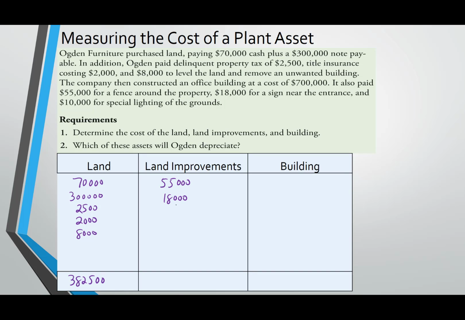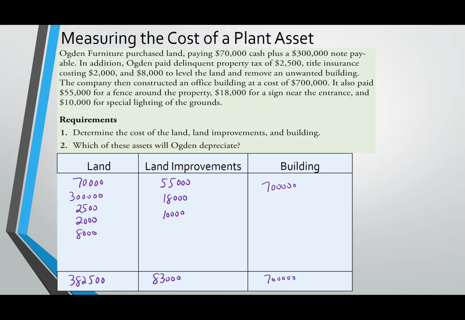The building is the easiest one. In the middle of the paragraph, it says the company then constructed an office building at a cost of $700,000, and that's all we have to book there. So $700,000. So we can see that we have land is a total cost basis of $382,500. We have land improvements of $83,000 and building at $700,000.